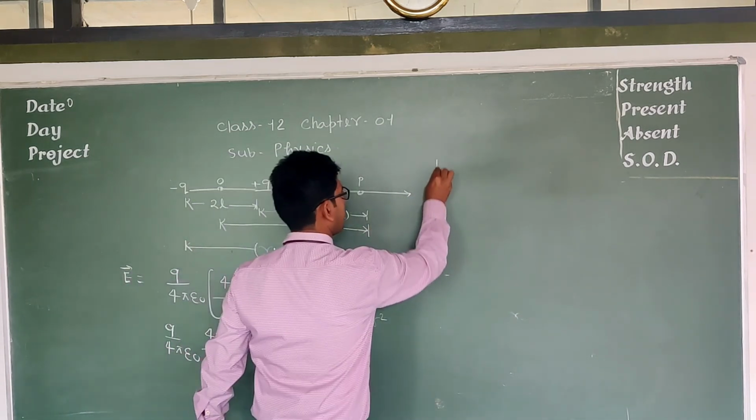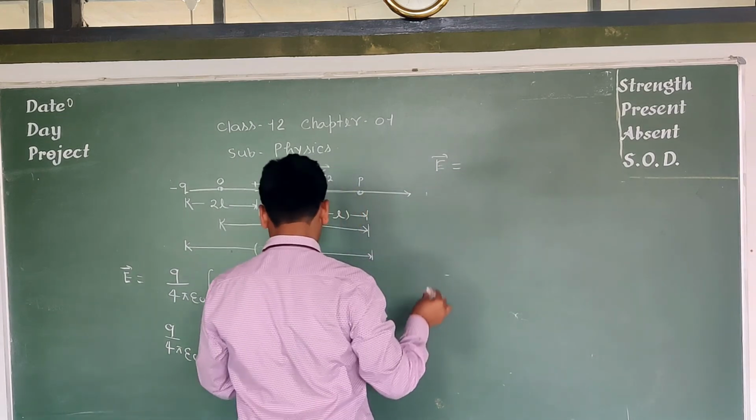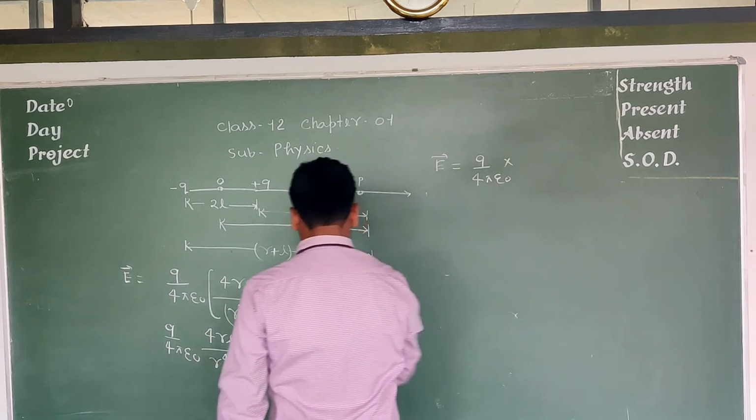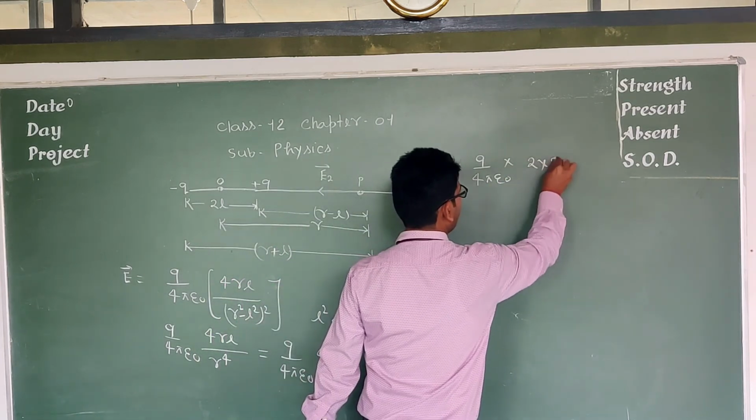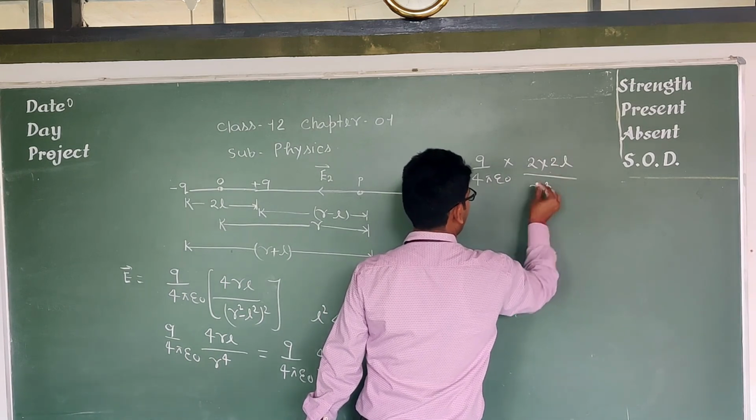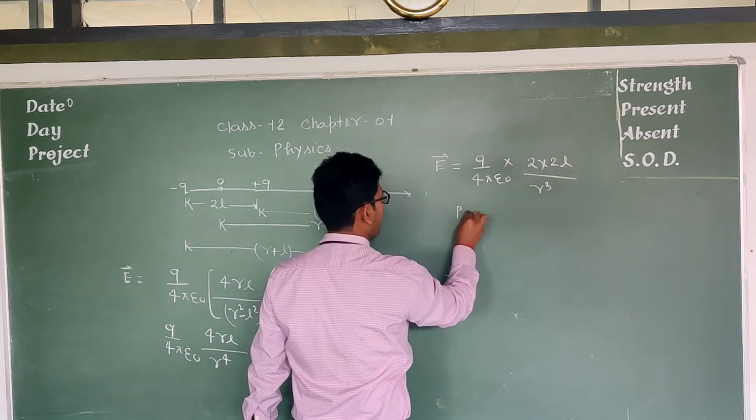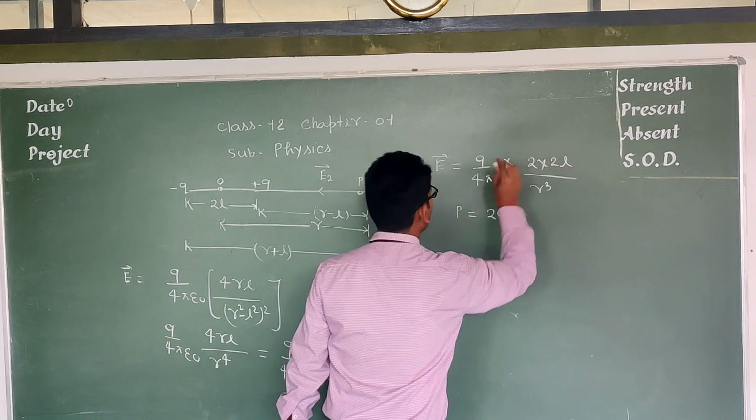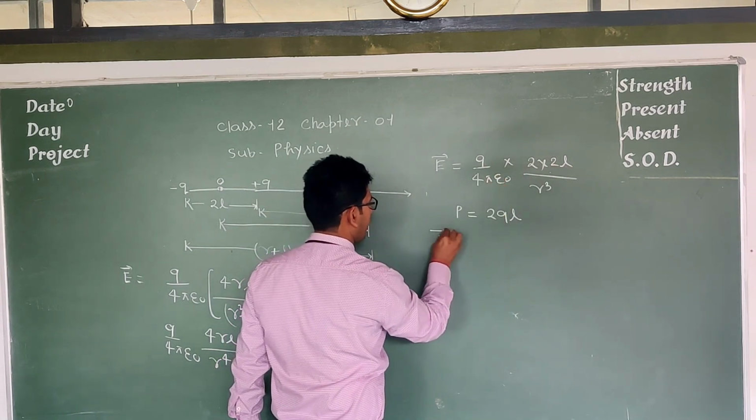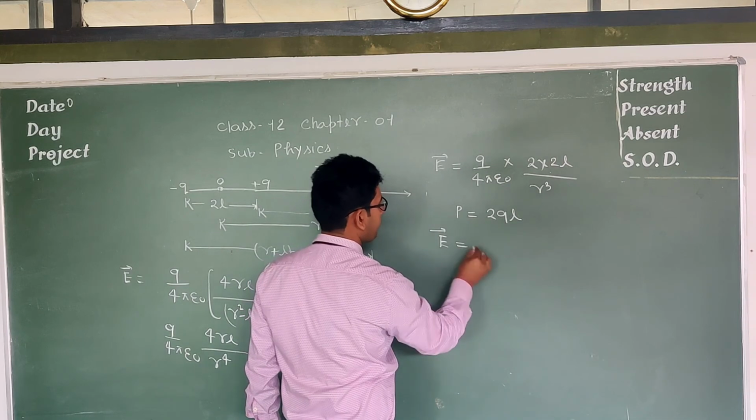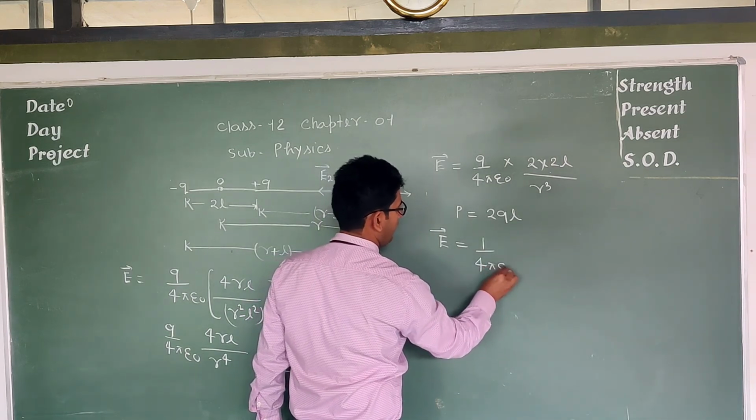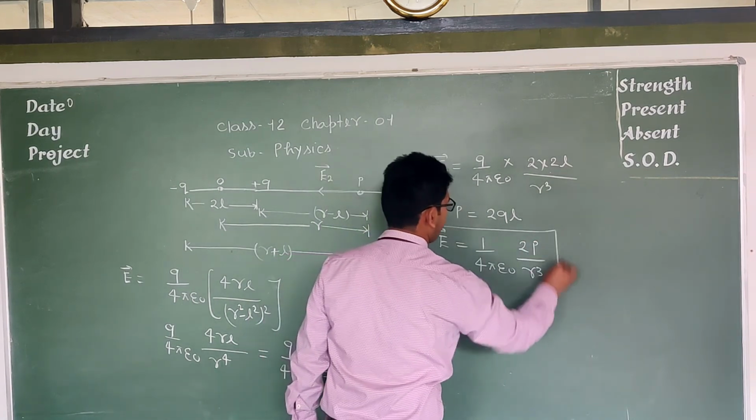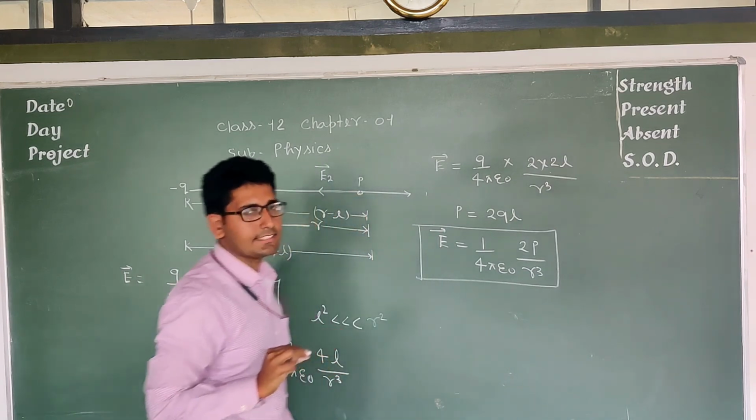So this is equal to Q by 4 pi epsilon naught, and 4L is equal to 2 into 2L, divided by R cube, and we know that p equals 2QL, so we can write 2QL equals p. So the above expression will be in this form: 1 by 4 pi epsilon naught 2p by R cube. This is your expression in the axial position.